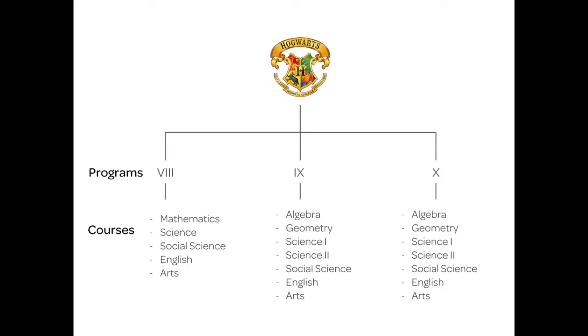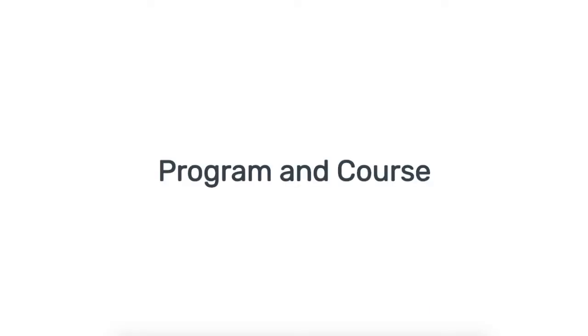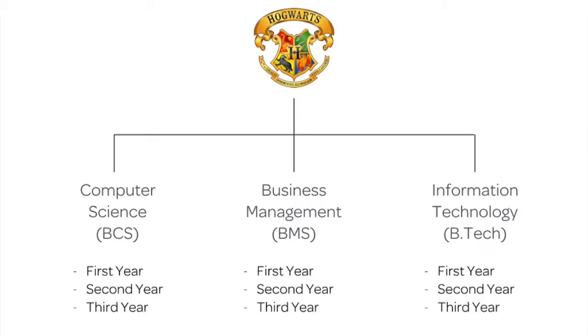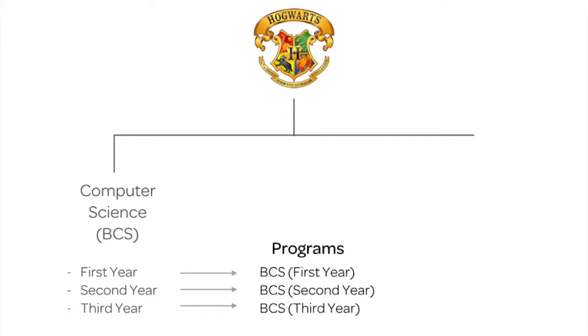In this video, we will learn how to set up programs and courses in the ERPNext Schools module. Let's assume that we run an education institute. It offers these three programs. Each course is of 3 years' duration. If a syllabus is defined for a year, then you should create a program for each academic year.